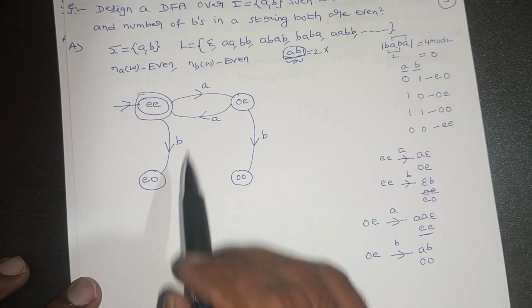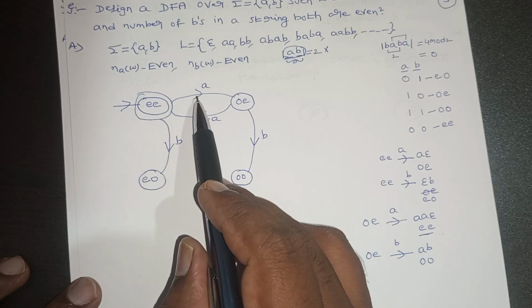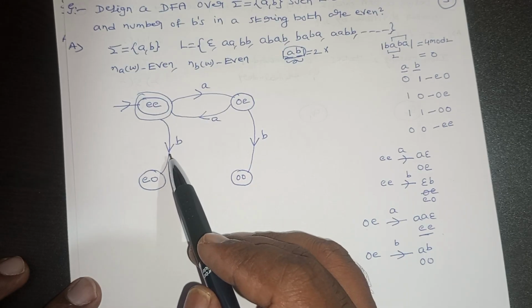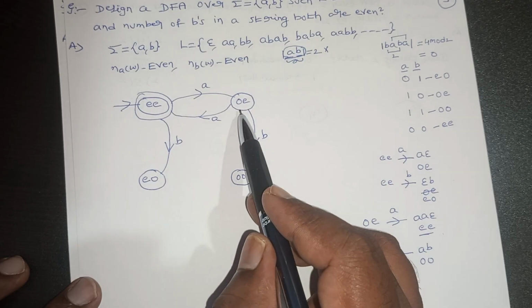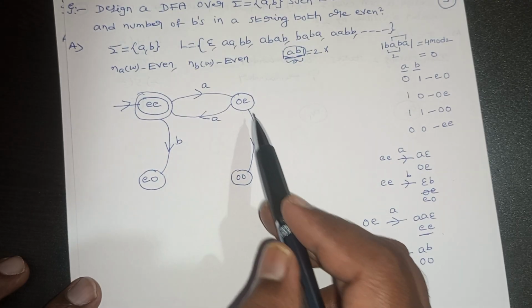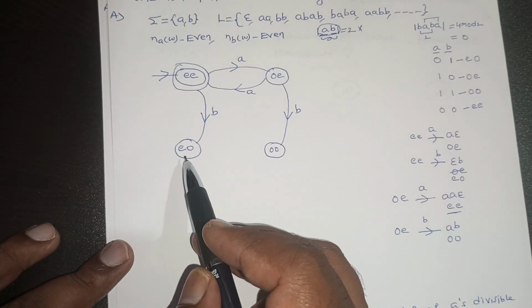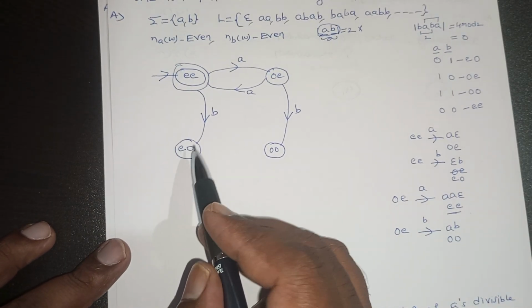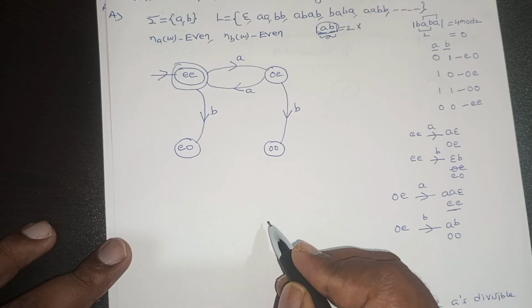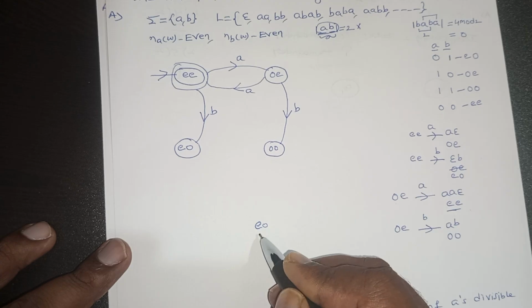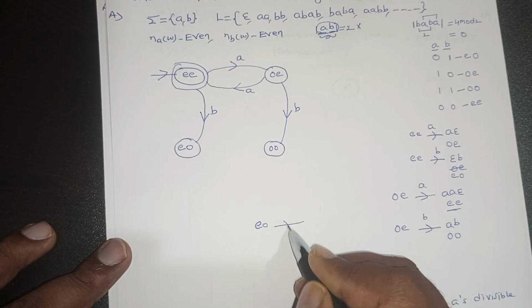Now see here, the edges for EE on A and EE on B are formed. OE on A there is an edge, OE on B there is an edge. Now what is pending? I have to form the edges EO on A and EO on B. Right here, EO. What is EO? Even number of A's, odd number of B's.